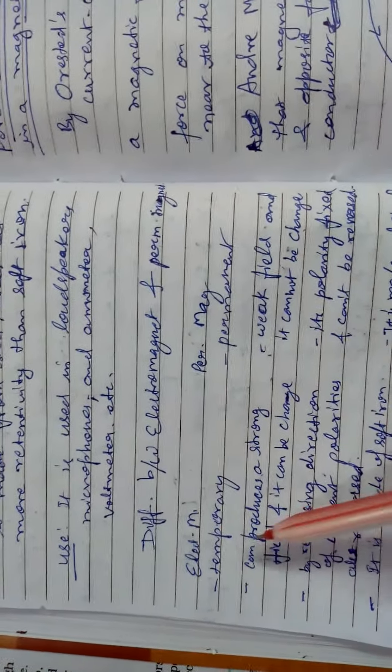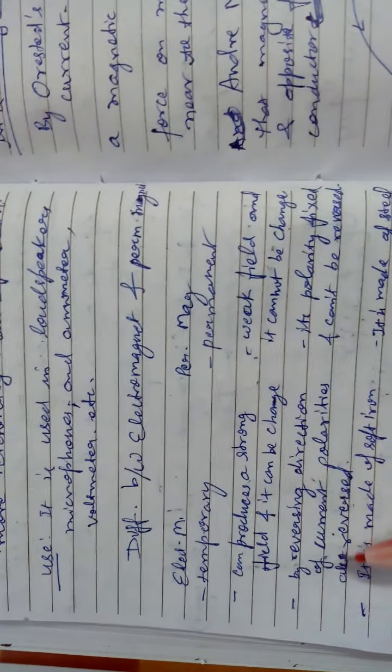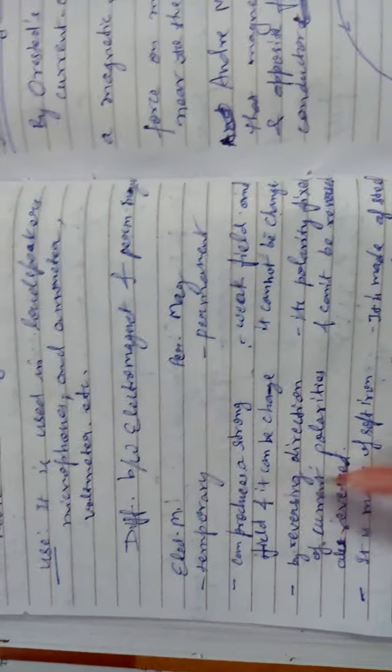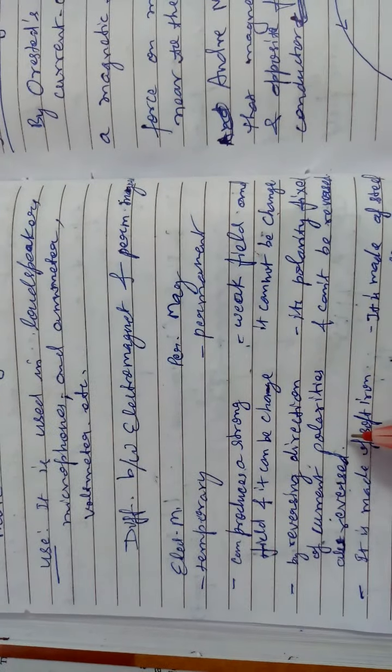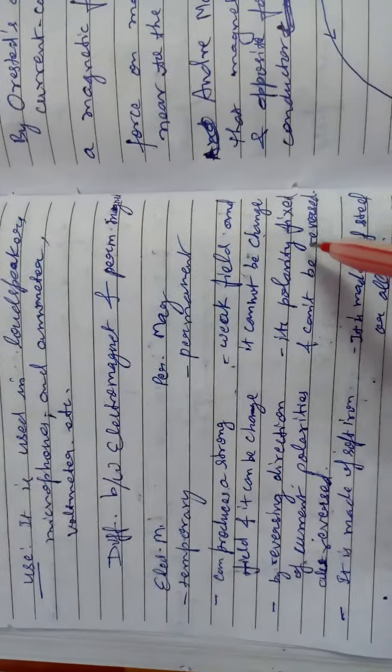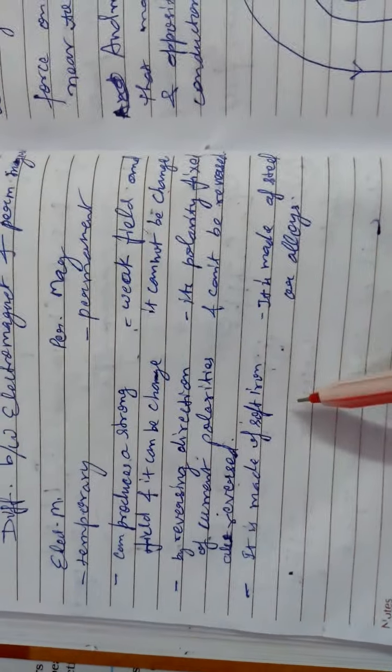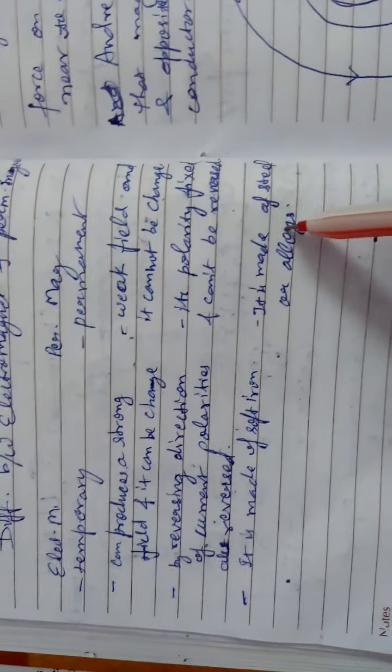A temporary magnet can reverse its polarity. I told you, you can change the plus and minus sign, the current direction will change, and the polarity will be reversed. But a permanent magnet has a fixed polarity: north means north, it can't be reversed. An electromagnet is made of soft iron, but a permanent magnet is made of steel or an alloy, which is hard, not soft.